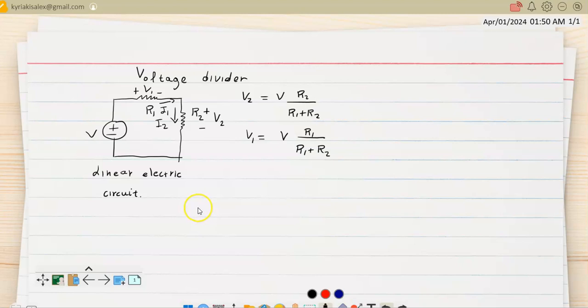In order to derive the results, we use basic Kirchhoff's laws, Kirchhoff voltage law for the voltages and for currents. Here the two currents I1 minus I2, one goes in and one goes out, equal to 0, so the currents flowing are equal.